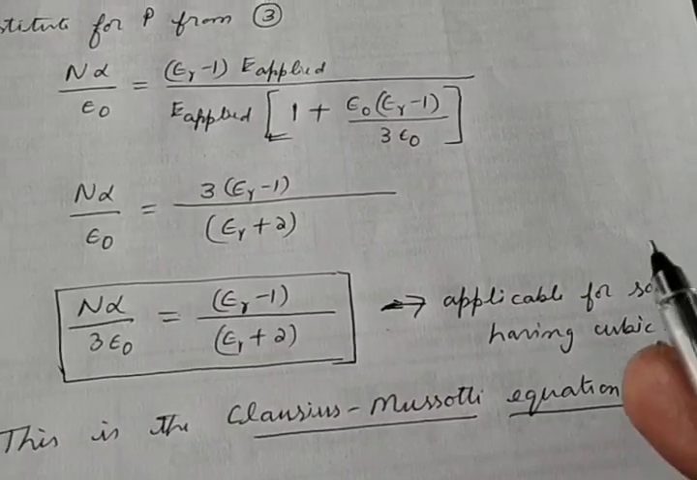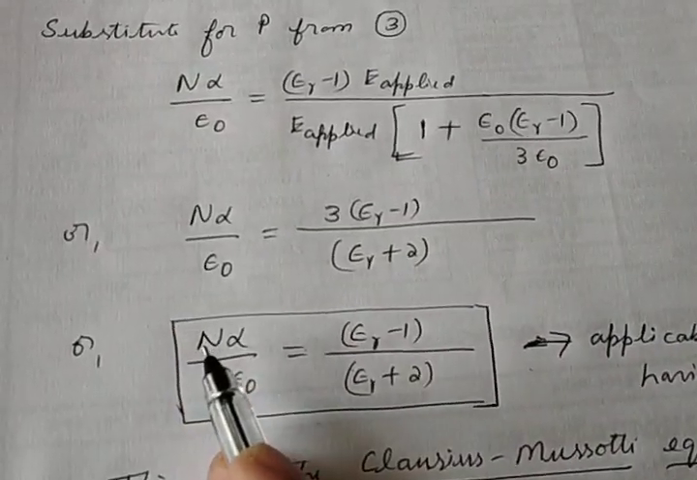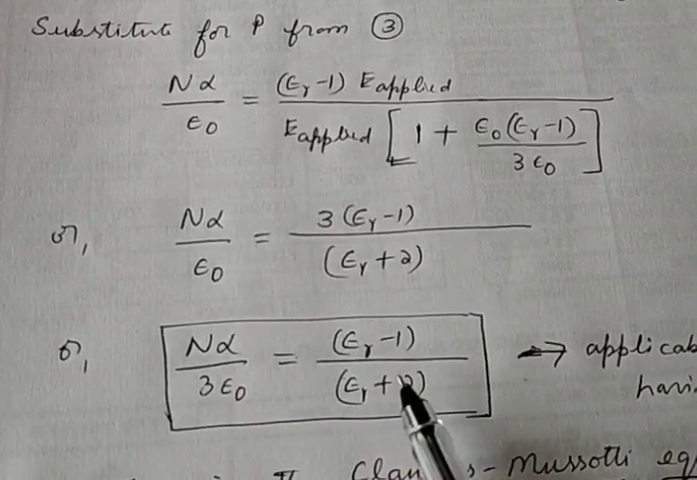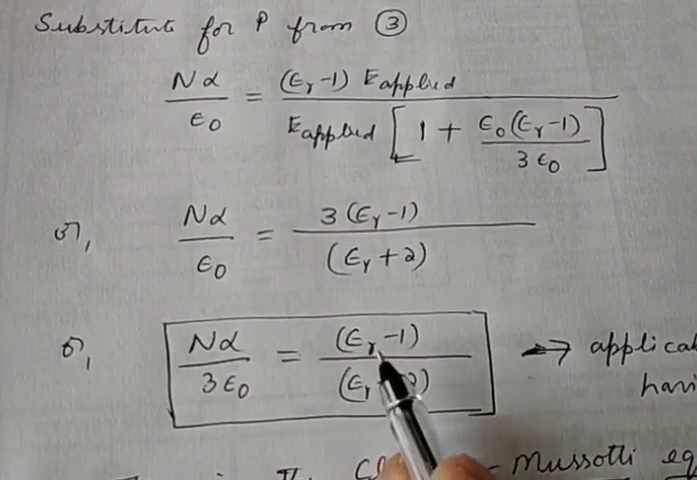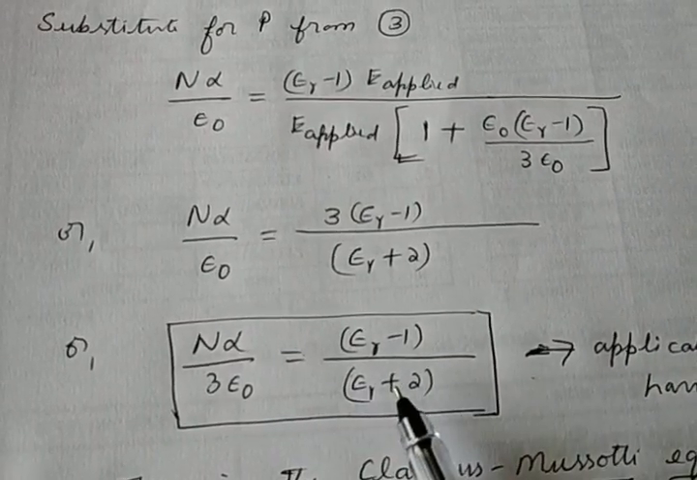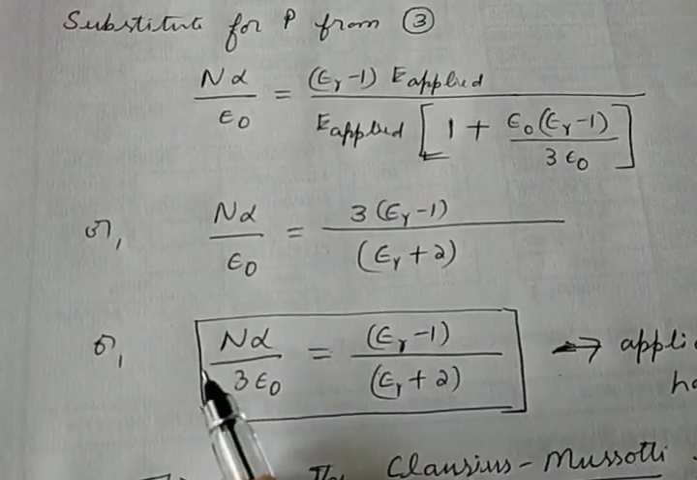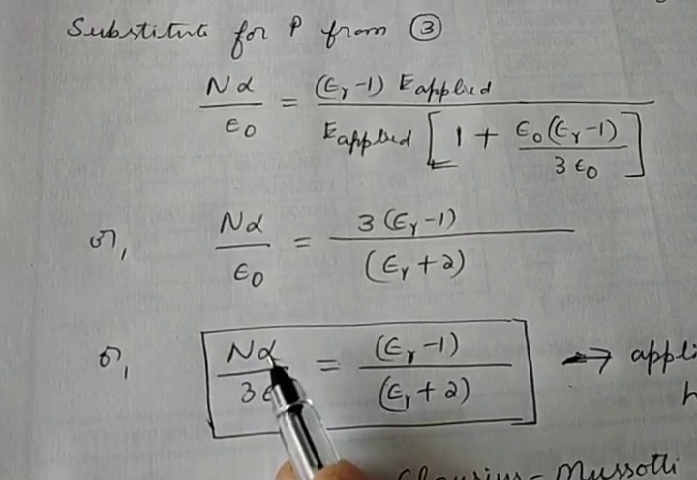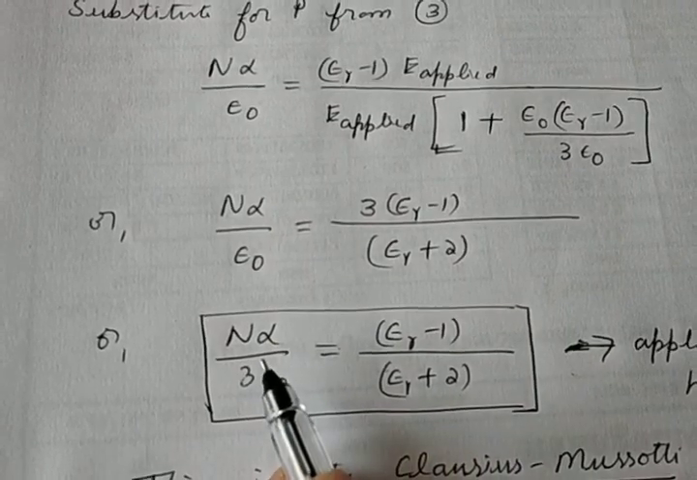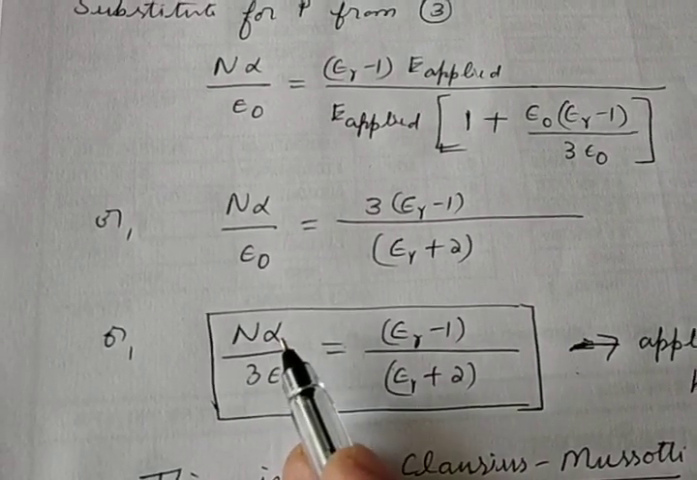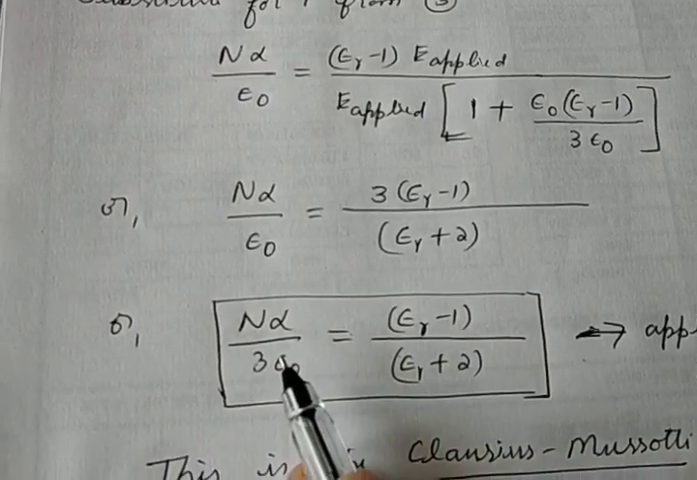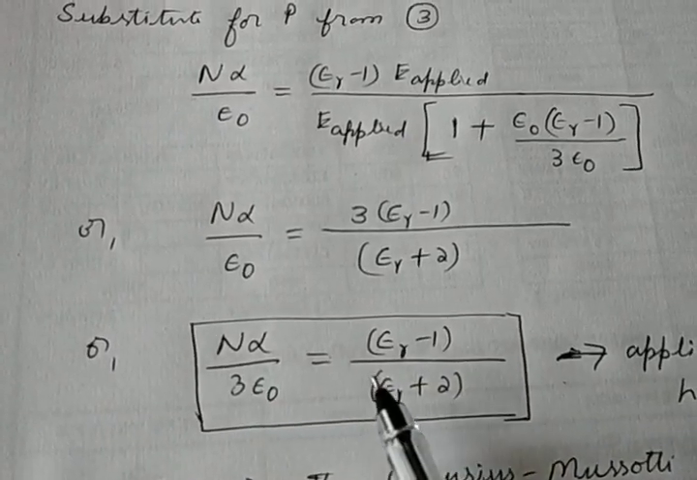cubic crystal structure. Here we see the importance of the equation. On the right hand side we have the term epsilon r, the dielectric constant, which represents the macroscopic structure of the material. On the left hand side we have the polarizability alpha, which represents the microscopic structure. So both the microscopic parameter and the macroscopic parameter are related by this equation. That is the importance of this equation.